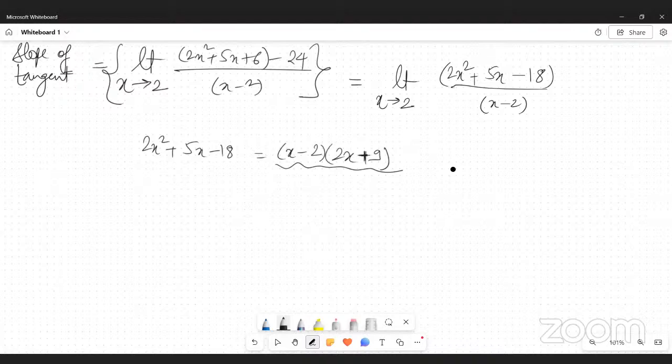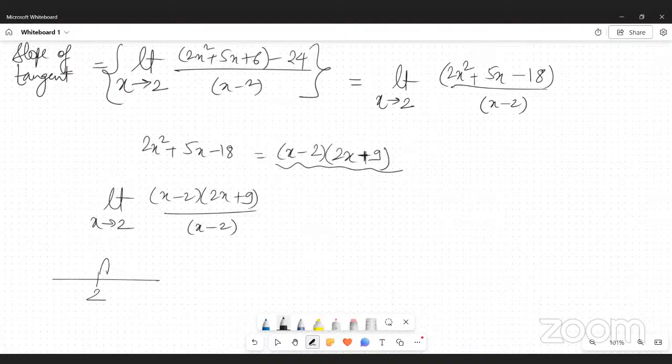Okay. So you substitute the limit over here. So it will be x minus 2 and 2x plus 9 divided by x minus 2. As we had learned earlier, we are not talking about exact 2. We are talking about the limit. So yes, it does get cancelled. We are only left with 2x plus 9 and its limit is tending to 2. So what will be the value? Yes, 30. Not difficult.